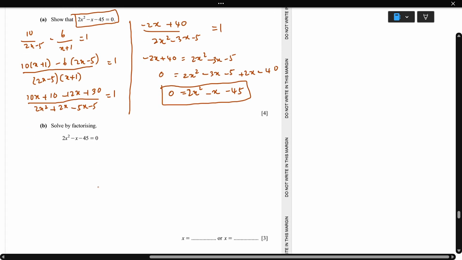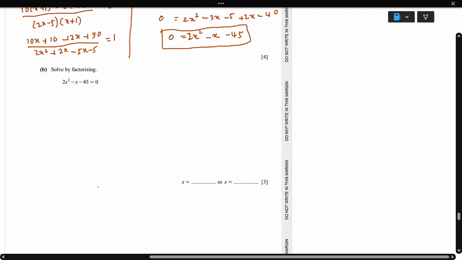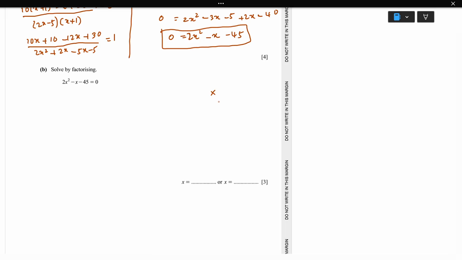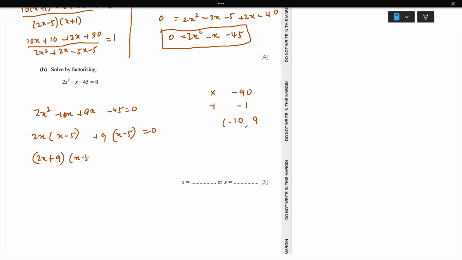Okay, the next part: solve by factorizing. The product needs to be minus 45 times 2, which is minus 90, and the sum needs to be negative 1. The factors are 10 and 9. The middle number is negative, so the greater number is negative. Expanding: 2x squared minus 10x plus 9x minus 45 equals 0. The common factor is 2x, so 2x(x minus 5) plus 9(x minus 5) equals 0. So (2x plus 9)(x minus 5) equals 0.